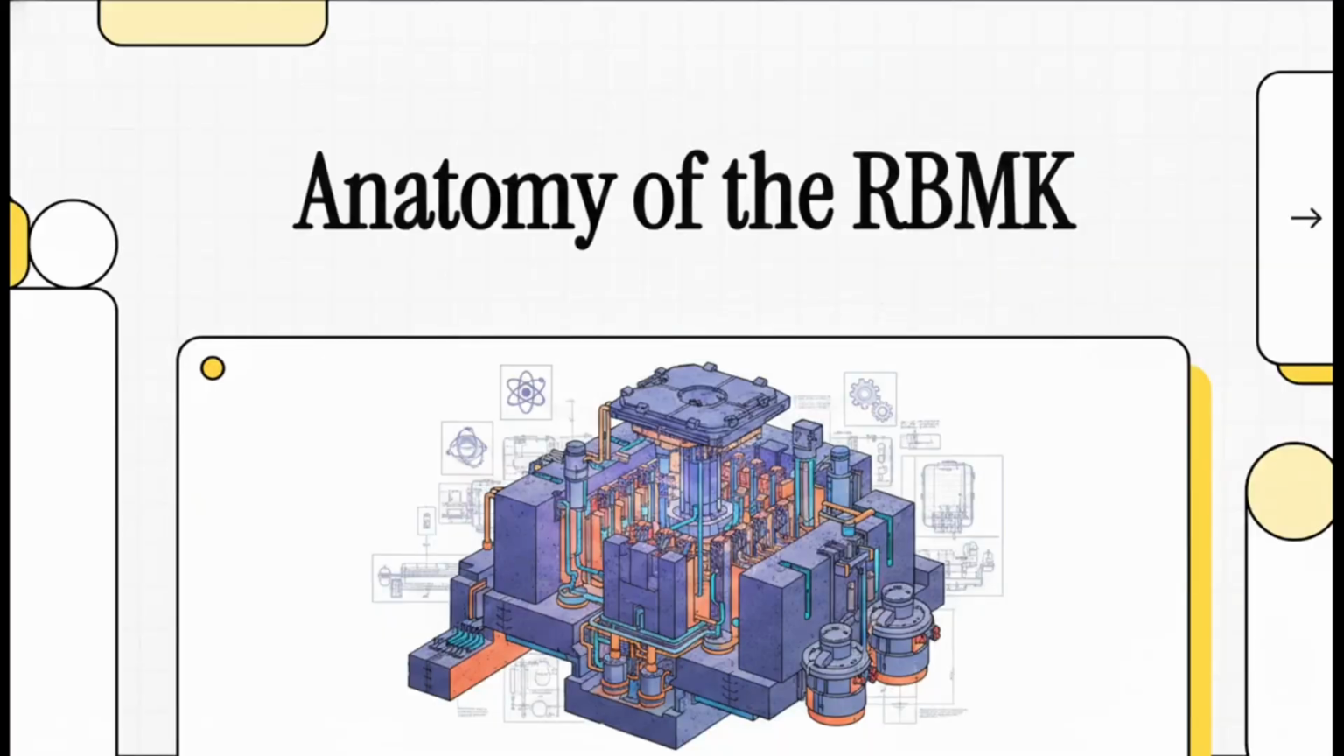Welcome to this explainer. Today, we are going to unpack the physics behind the infamous Soviet RBMK reactor and discover exactly how a really fatal engineering choice led to the disaster at Chernobyl. We're going to skip the historical drama and focus purely on the science, using the original mechanical designs and physics principles to understand exactly what went wrong under the hood.